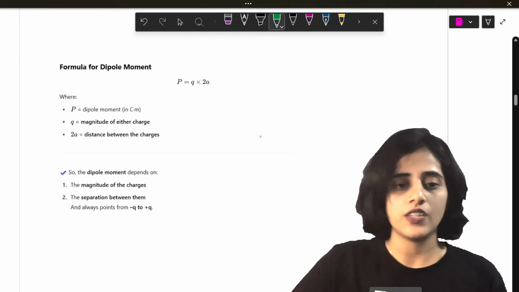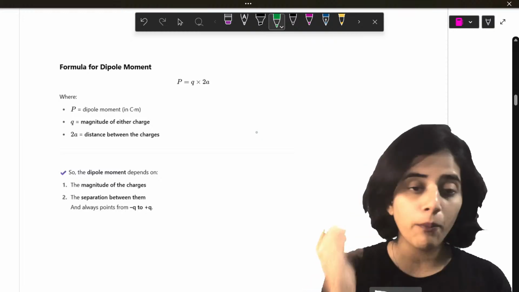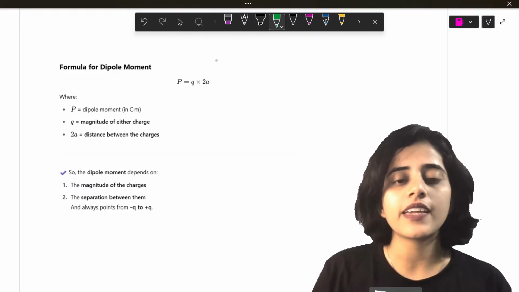Now, how do you get the dipole moment? Dipole moment is found by taking the formula.